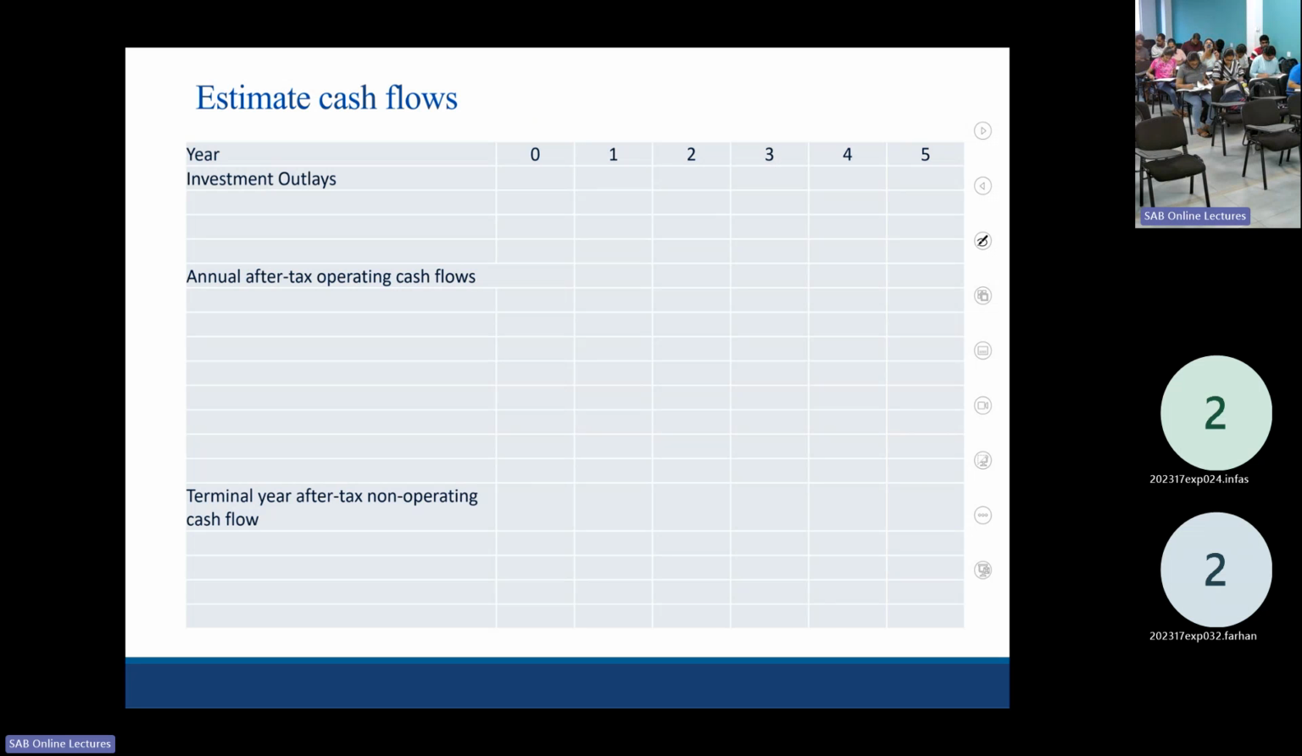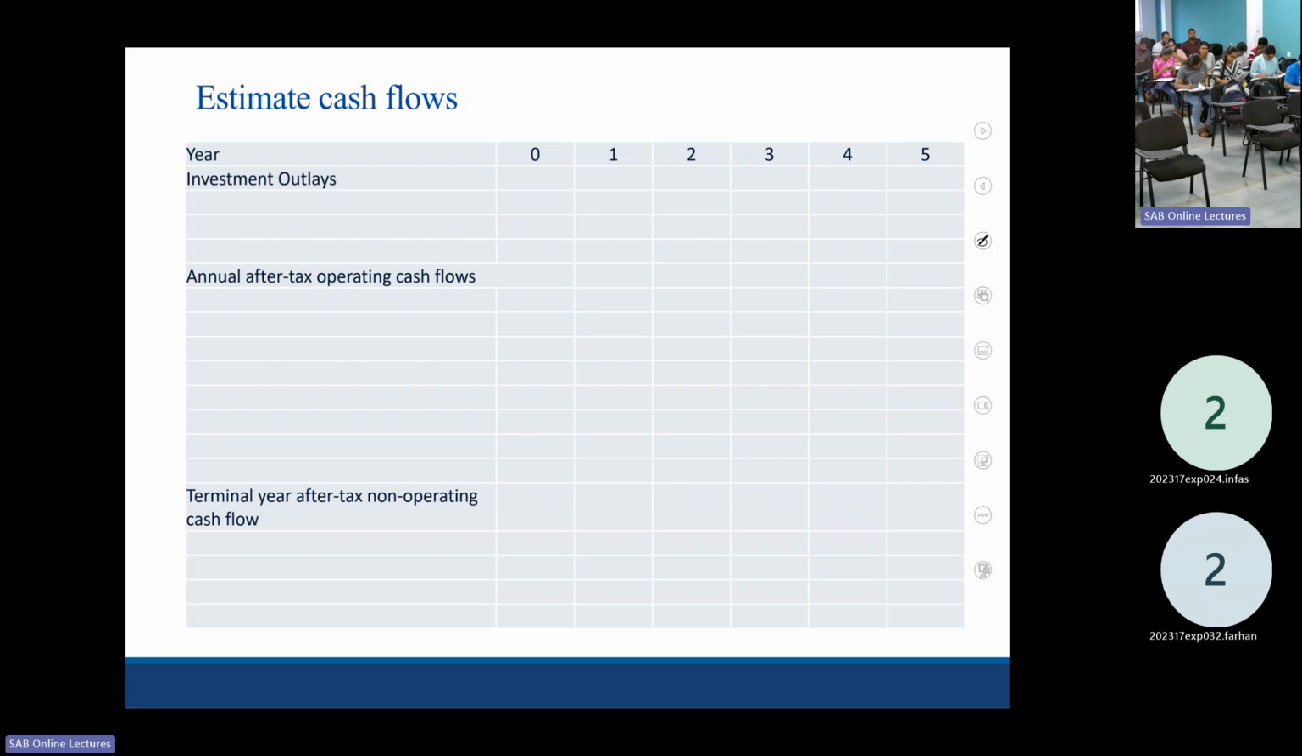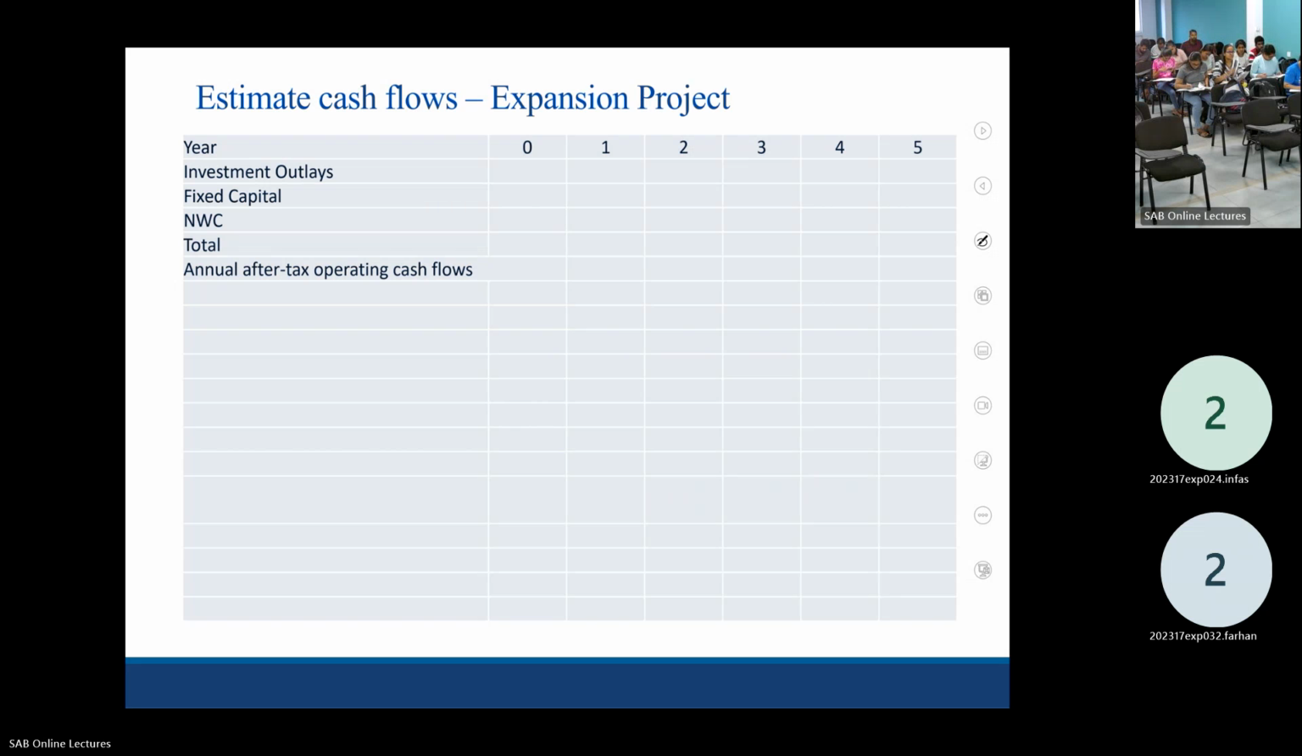So you can go to the example. Consider the investment cost is 200,000. It includes 25,000 non-depreciable land plus equipment of 175,000 depreciating over time on a straight line basis. Right. So you can work out the initial cash flow. The fixed capital cost is 200,000.